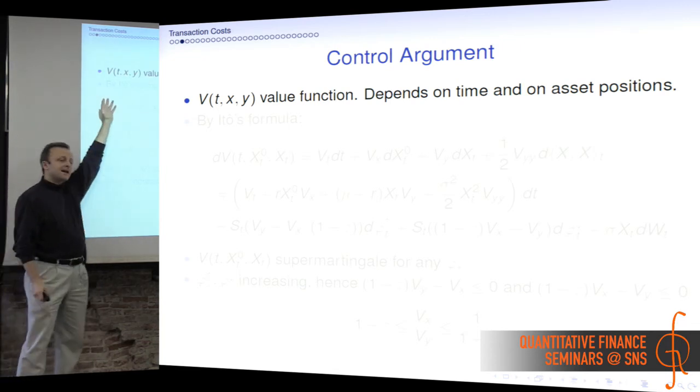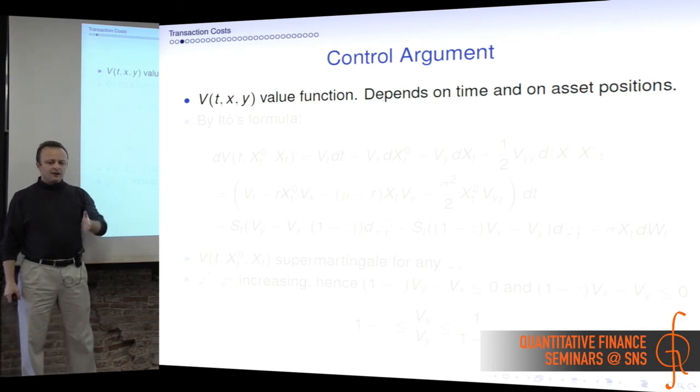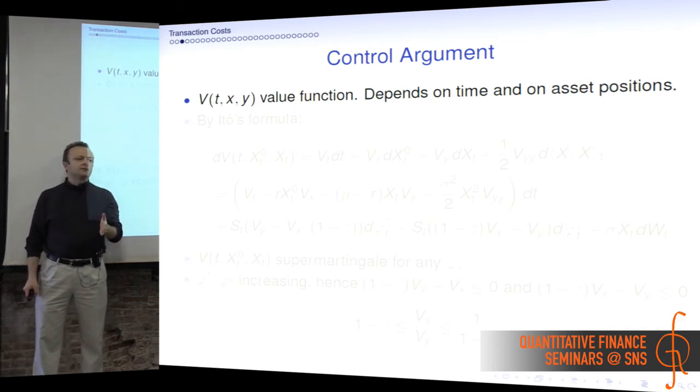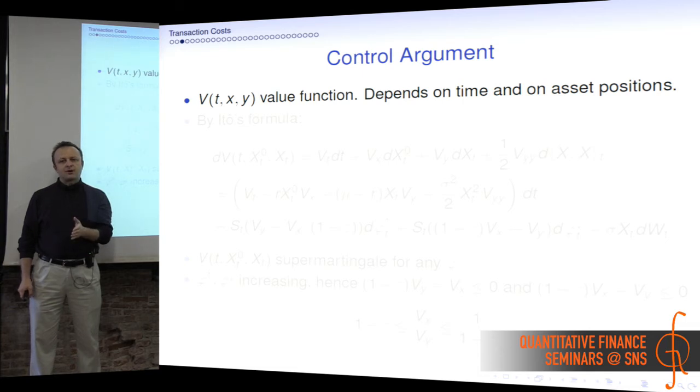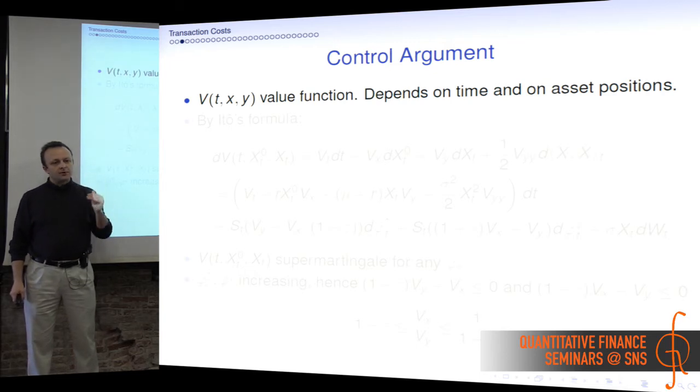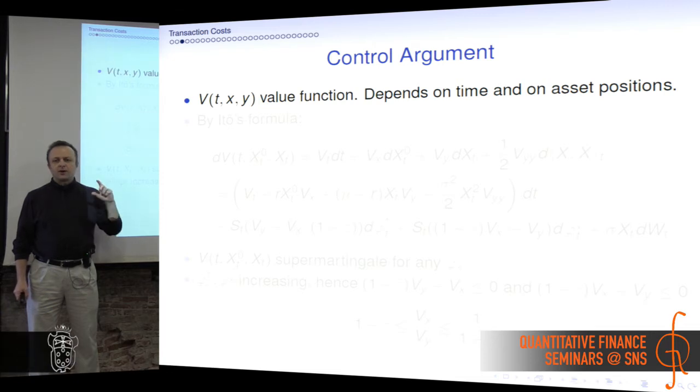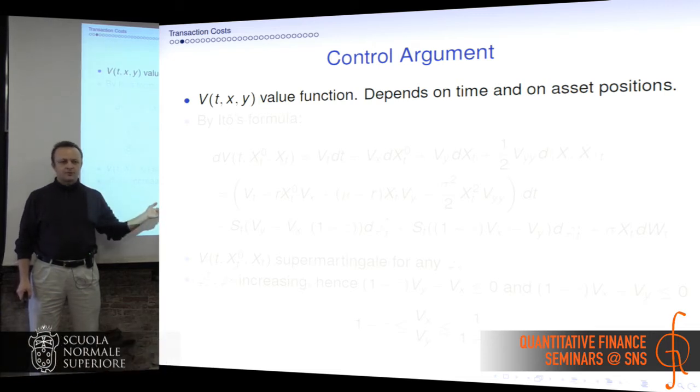But here, that's not the case. If you have 40% in stock, and you wish you were 45% in stock, well, of course you can do that. You can go 45% in stock, but this is going to cost you money. So when you go from 40 to 45, your wealth will go down.